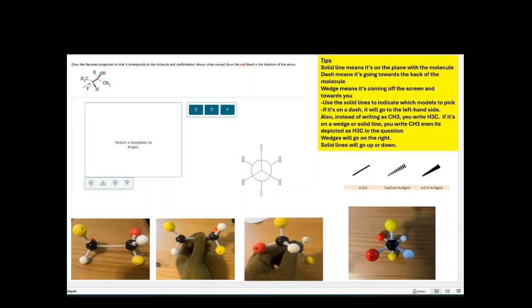Next up, I'm going to show you how to solve the ALEKS problem, drawing the Newman projection. What ALEKS is going to do here is ask us to draw the Newman projection so that it corresponds to the molecule and conformation shown when viewed down the red bond in the direction of the arrow.